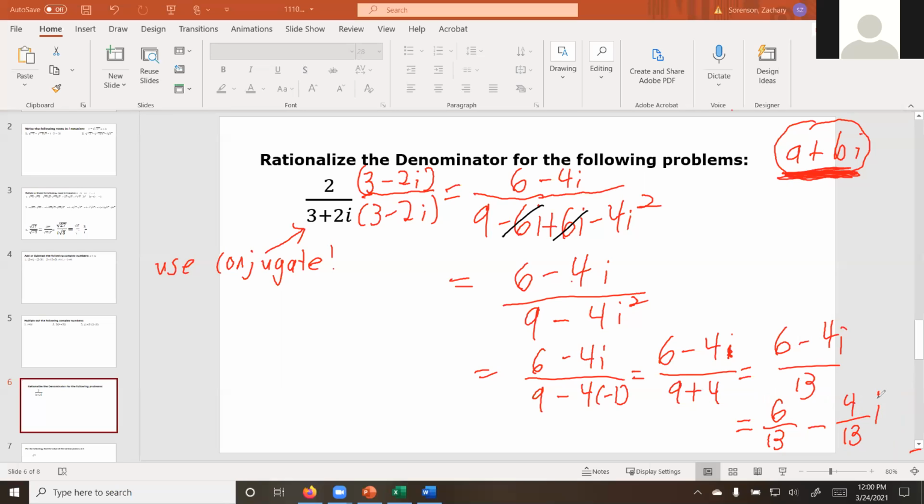So that will make it so it is in this form, which is one of the big themes of this section. I want to get a plus bi. Maybe those are fractions, maybe those are decimals, that's fine. But I want the i to be next to this b as opposed to being in the actual fraction. Does that make sense? Cool. Any other questions?